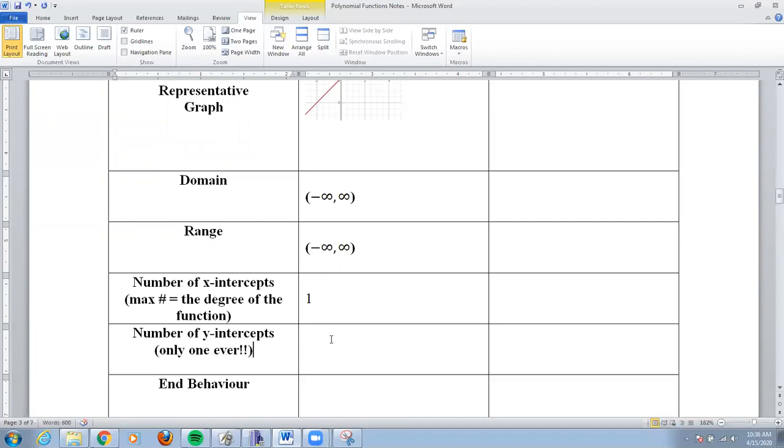Okay, so no matter what the degree is, there only will ever be one.